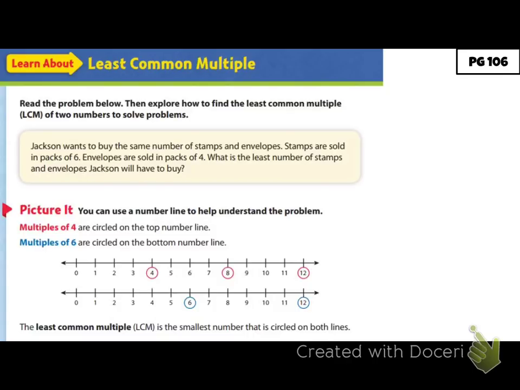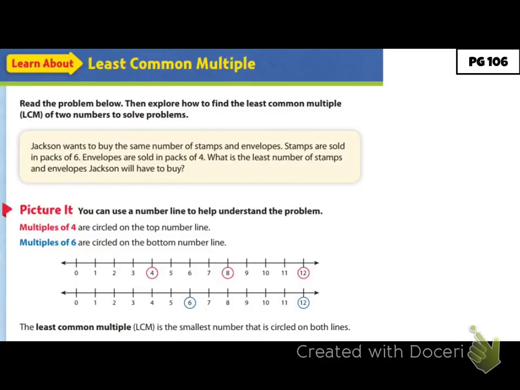Okay, now we have our least common multiple. So now we're dealing with multiples instead of factors. So the problem says Jackson wants to buy the same number of stamps and envelopes. Stamps are sold in packs of 6. Envelopes are sold in packs of 4. What is the least number of stamps and envelopes Jackson will have to buy?